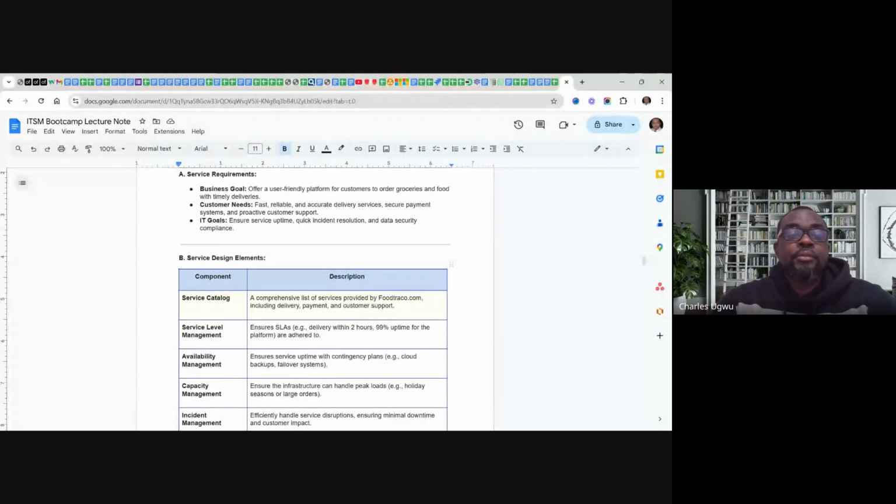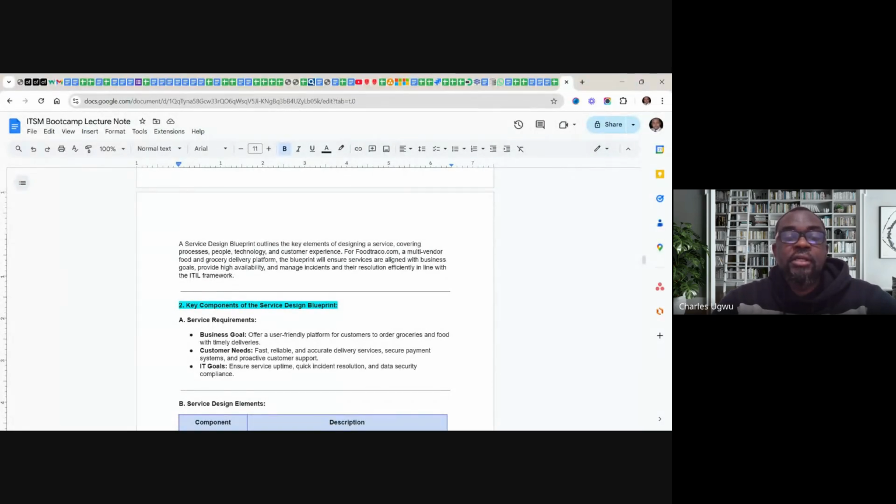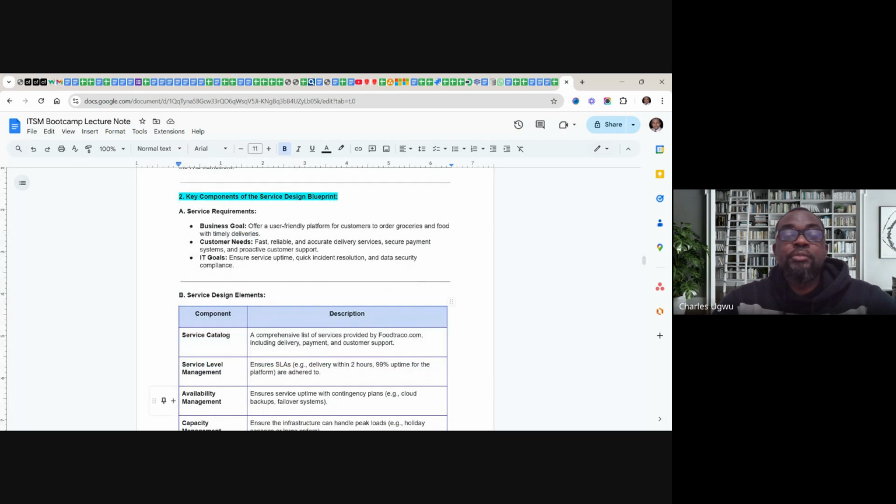So, like I said, we stopped at service blueprint. A blueprint is a roadmap. Another name for blueprint is roadmap, and another name for roadmap is plan, a comprehensive plan. So when we talk about blueprints, we're talking about a comprehensive plan.